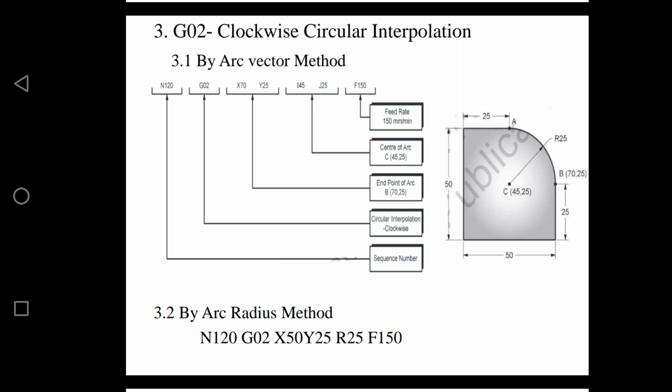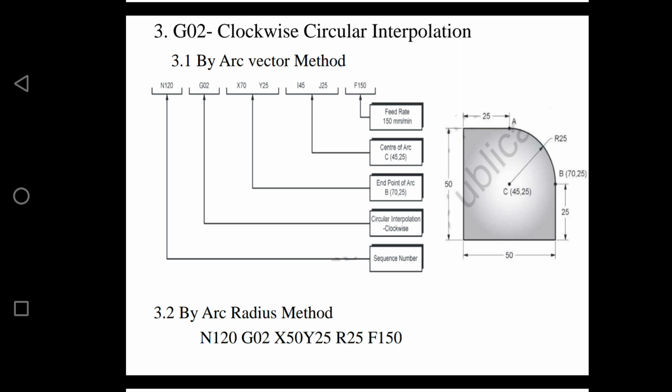So before starting the program, what we have to take care of is that my cutter should be at the starting position. It is a clockwise circular interpolation, so my cutter should be at the position of A. Here it is written. First I need to write down the sequence number, then circular interpolation, that is clockwise, so I am going to use G02.